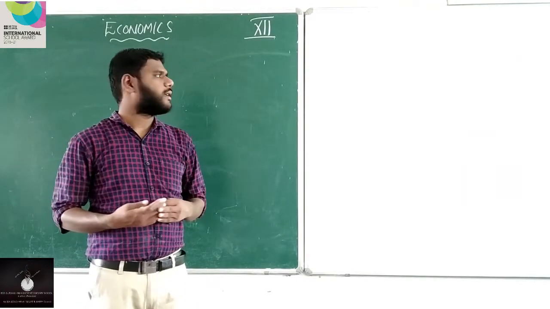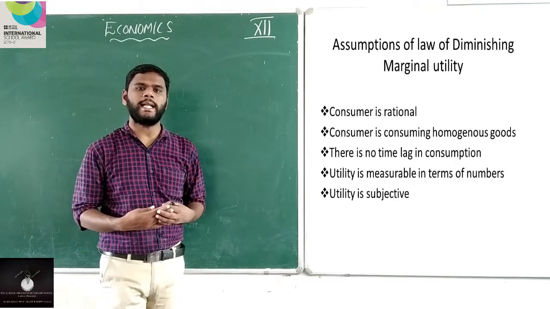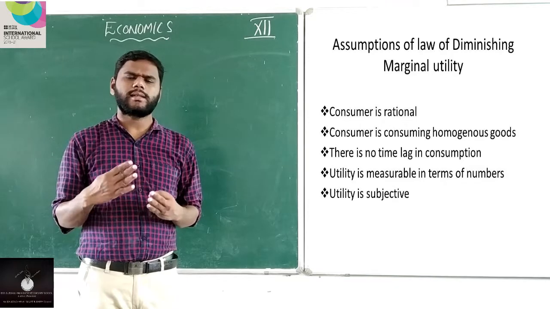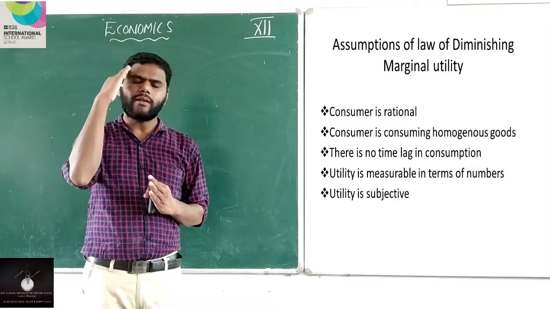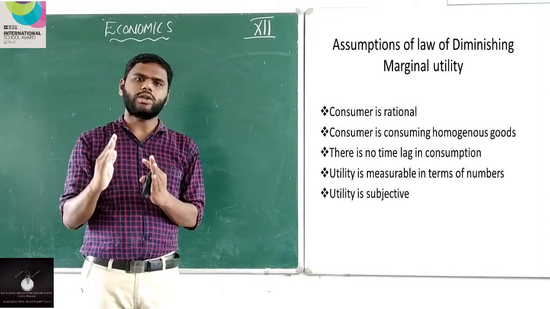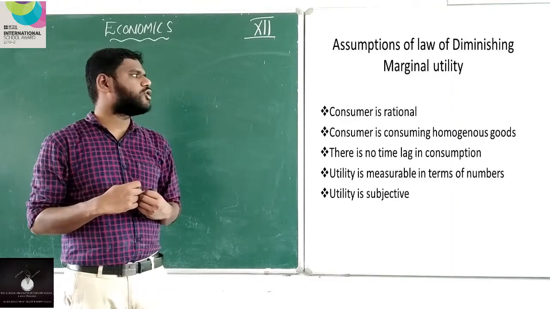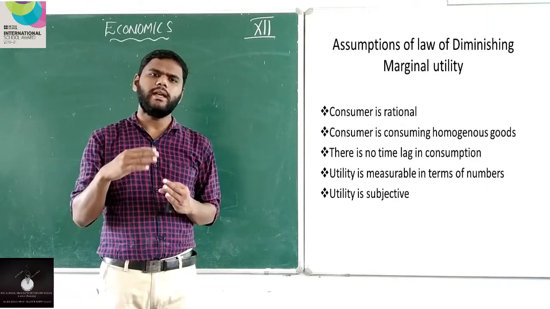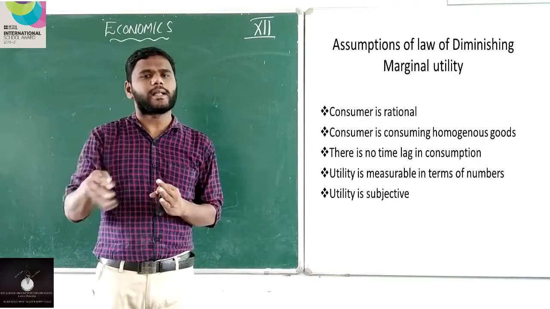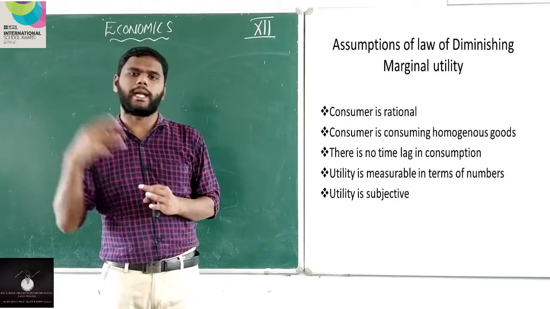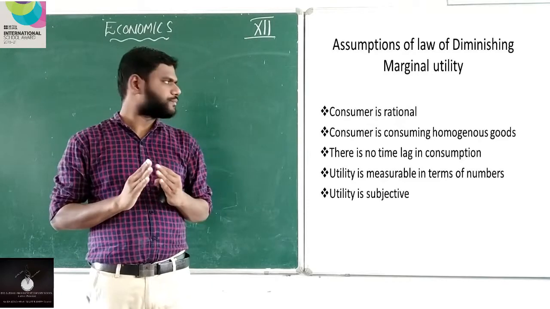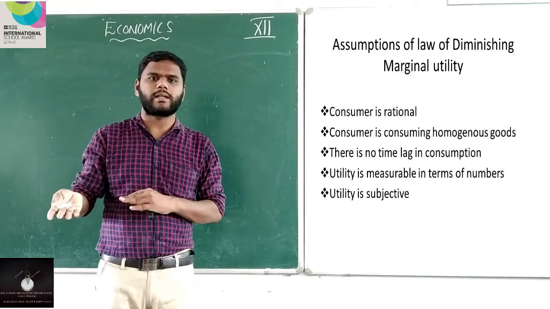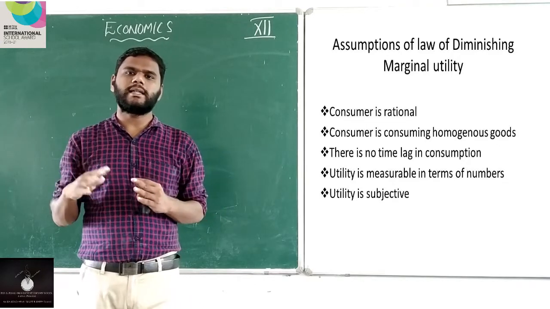Before going to the theory, we have to discuss the assumptions of the law of diminishing marginal utility. First, the consumer is rational. As human beings, all are rational, that is, they have thinking capacity and purchase according to their own decision. Second, the consumer is consuming homogeneous goods. Homo means same. For example, if he is purchasing apple, he purchases only apple, not orange, mango or banana. Third, there is no lagging in consumption. He continuously purchases the same commodity, not one today and another after one week.